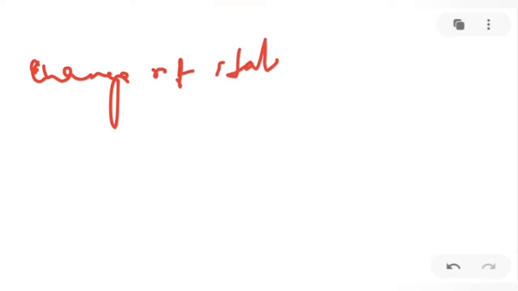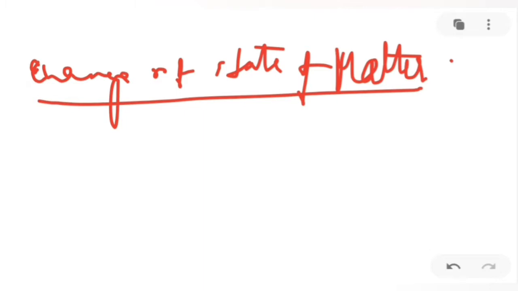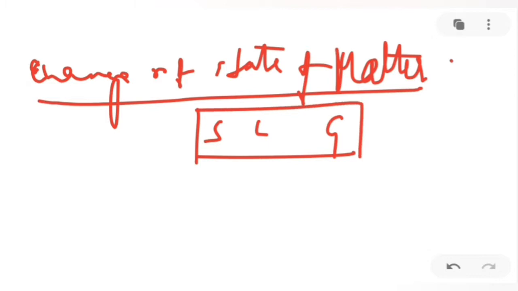Now, moving further, let's go to another topic, that is change of state of matter. We have already discussed what is matter and what are its different states. These are solid, liquid and gas. Now here we will be studying how these different states of matter are interconvertible from one state to another.